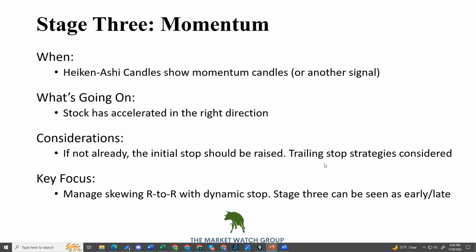Trailing stops, whether hard trailing stops or mental trailing stops. Our key focus is to manage our skewing reward to risk ratio. What does that mean? It means that if I get in at $50 with a stop at 48 and a target at 56, that's 3 to 1, right? $2 to the downside, 6 to the upside. If that stock goes to 53 and my stop is still at 48, I'm now risking 5 to make 3. Risk 5 to make 3. What happened to my 3 to 1?